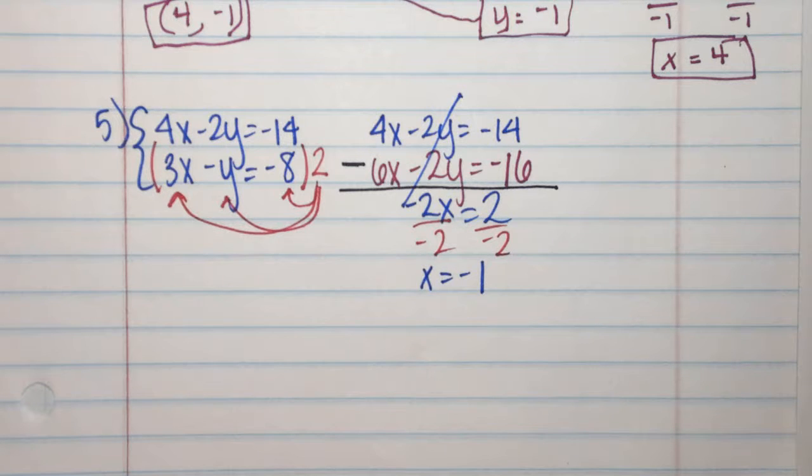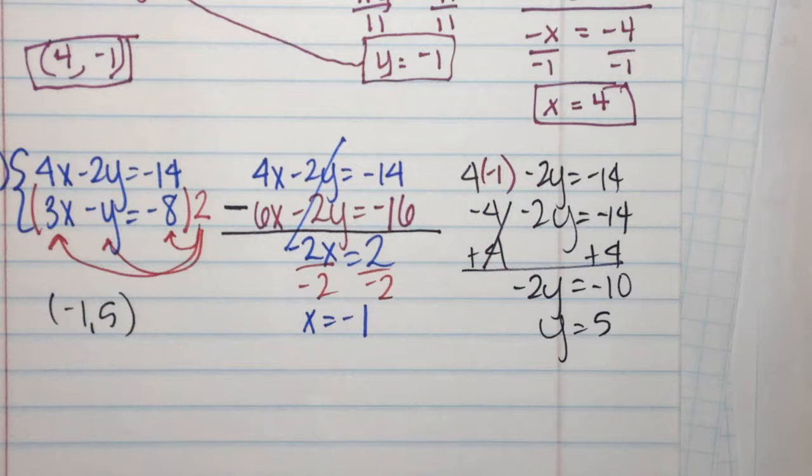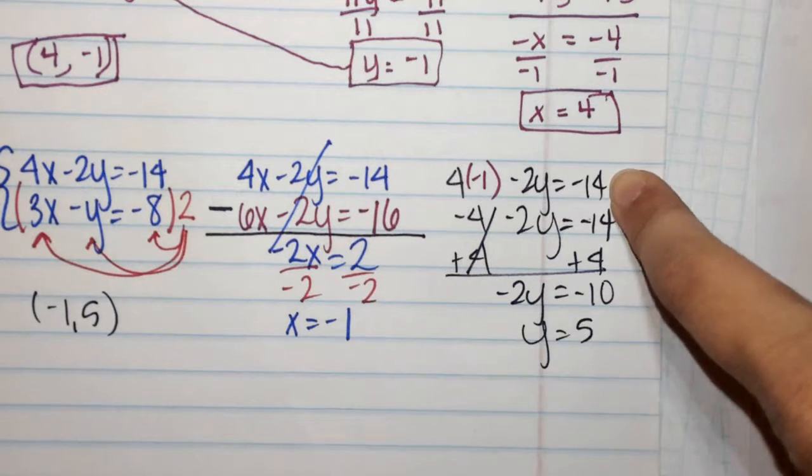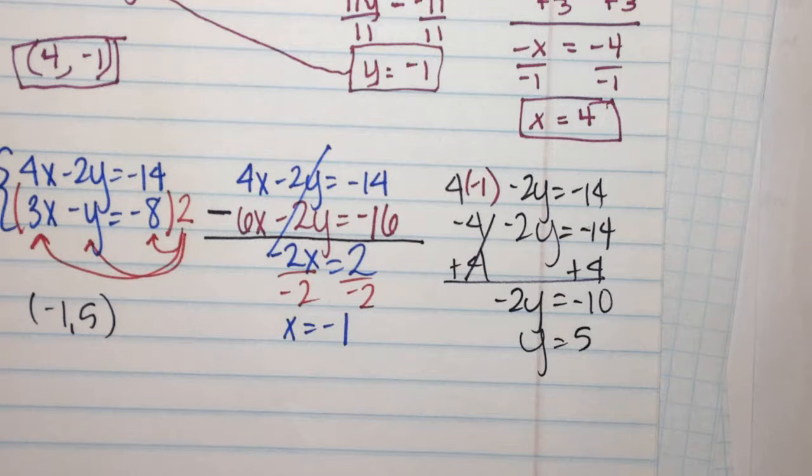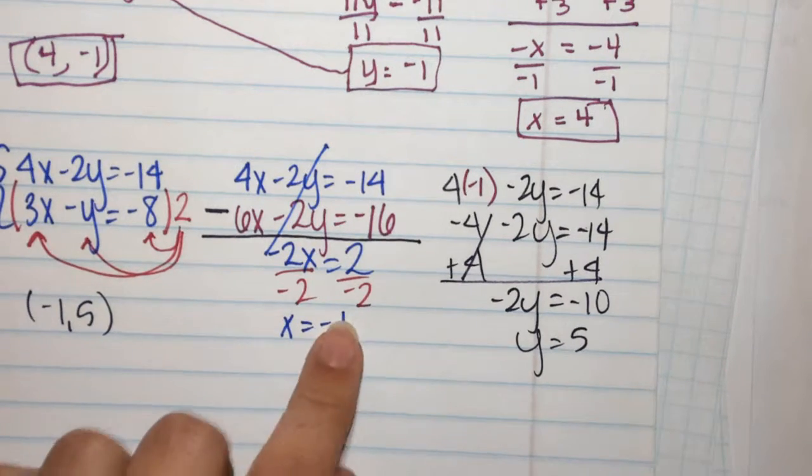No. I would check what you did. Watch signs. And remember you're plugging in for x. You plug it into whatever equation you want to. You plugged it in for y. Right here, Natalie, it's negative 14. Alright, so you should have negative 1, 5.